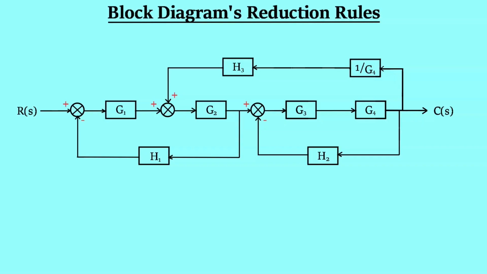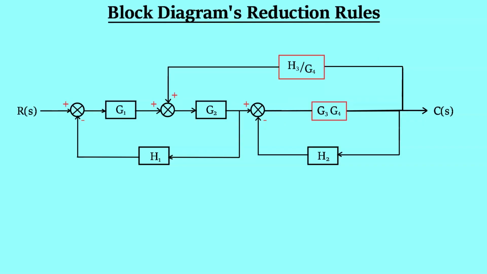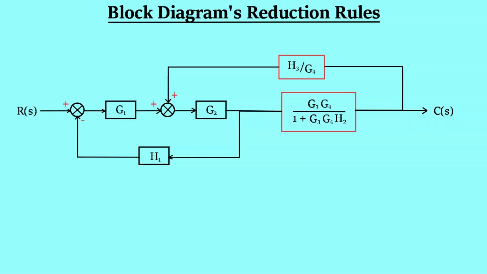Now you can see 1 upon G4 and H3 are in cascade, the same way G3 and G4 are in cascade. So we can simplify this block diagram if we multiply the blocks which are in cascade. You can see we have a negative feedback loop consisting of G3 and G4 as a feedforward function and H2 as a feedback function. We also know how to solve this. The resultant will be equal to G3 into G4 divided by 1 plus G3 into G4 into H2.